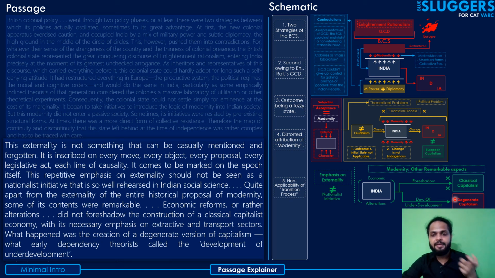the development of a degenerate version of capitalism, which many early dependency theorists have regarded as the development of underdevelopment, right? He seems to imply that they left the country in a state of underdevelopment. Okay, so that's your explanation of the passage.